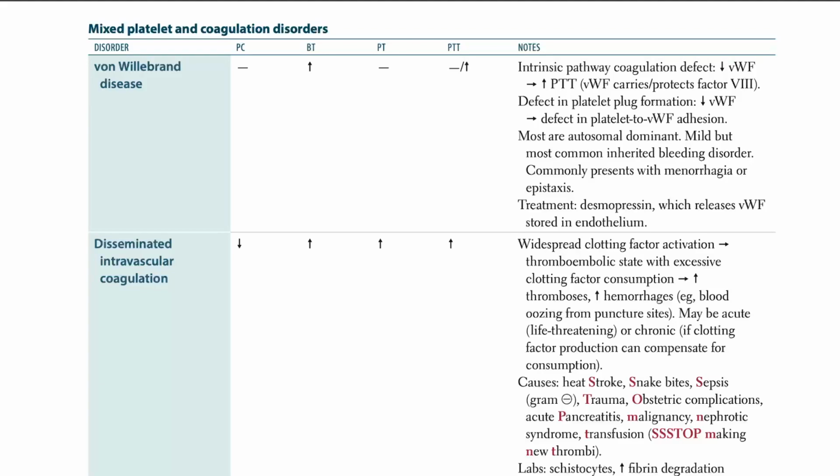Now let's talk about mixed platelet and coagulation disorders. In the mixed platelet and coagulation disorders, we have von Willebrand disease, we have DIC, which is disseminated intravascular coagulation. These are mixed disorders, meaning you have platelet issues as well as coagulation factor issues.